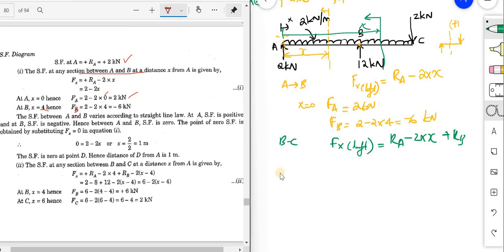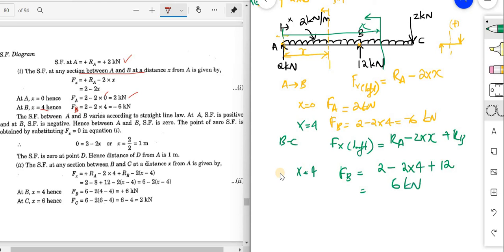So now I am substituting. From x is equal to 0 and x is equal to 4 I got. Now again there is x is equal to 4 here. That is at x is equal to 4, again I will be getting FB. What will be the answer? Ra is 2, then minus 2 into x is 4, plus Rb is 12. Rb I got as 12. So this will be how much? That is 14 minus 8. That will be 6 kilonewton.